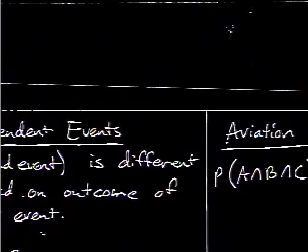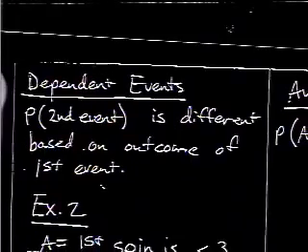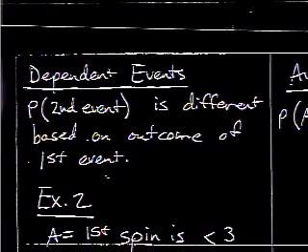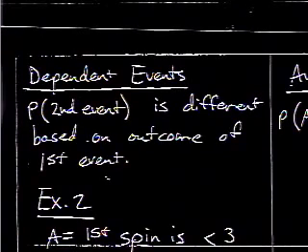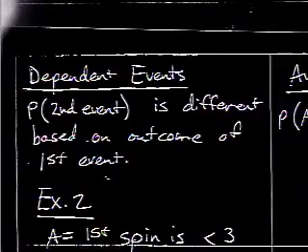Well, that's not necessarily going to be true. In the second example here, we're talking about dependent events. That's when the probability of the second event is different based on the outcome of the first event. So if the probability changes from one event to the next, then they are dependent events.